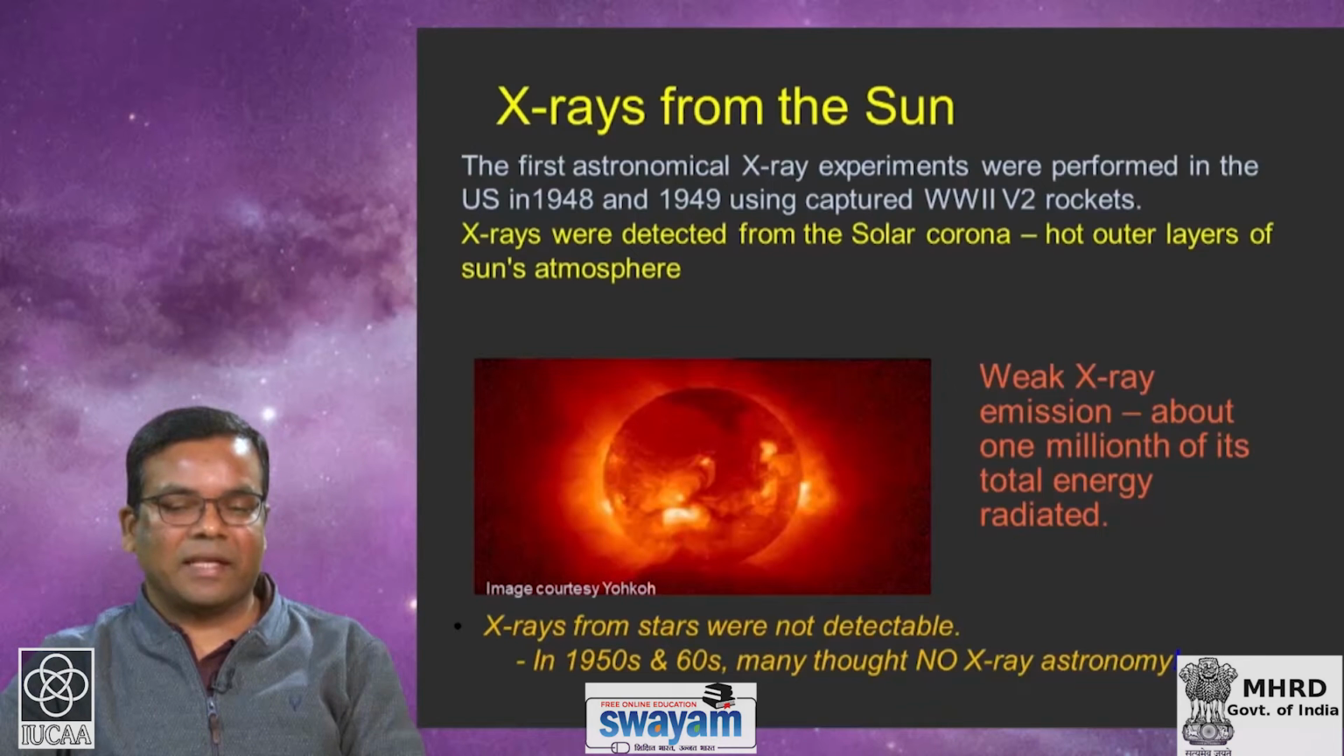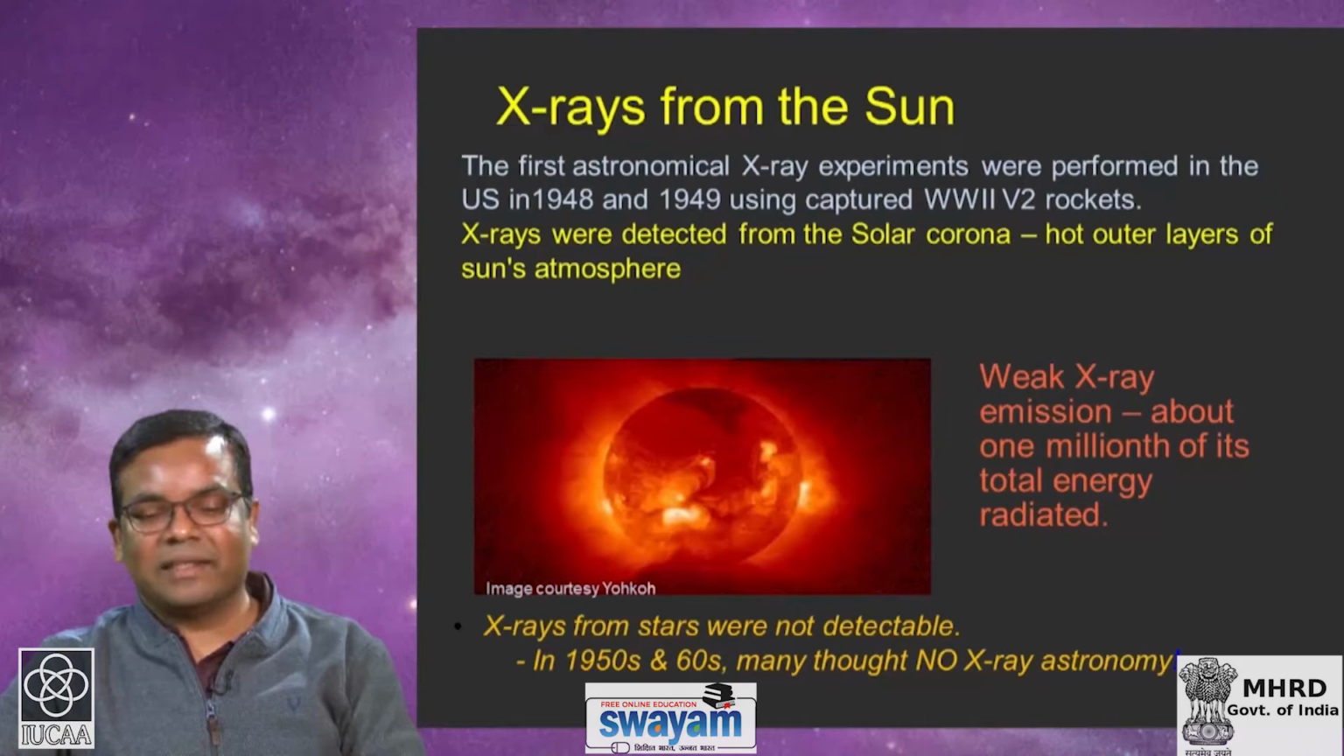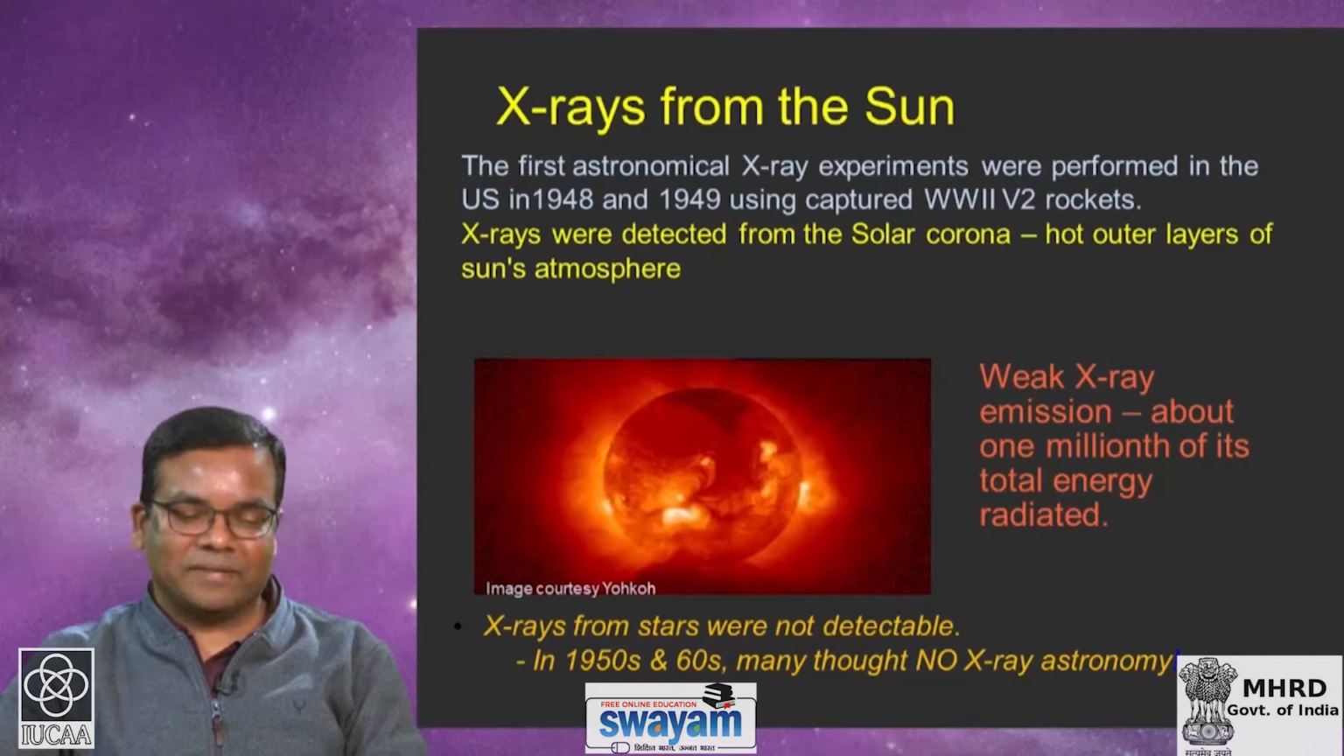The sun gives rise to very weak X-ray emission. If you look at the total luminosity in the X-ray band, that is about 1/1,000,000th of its total energy radiated in the optical, ultraviolet and infrared bands. Because our sun, being so close, has such a minute amount of X-ray radiation, stars which are much further away would not be detected in the X-ray band with the technology available at that point of time. So, many people thought that X-ray astronomy could not be done, in fact.